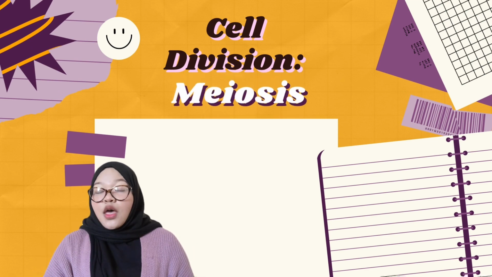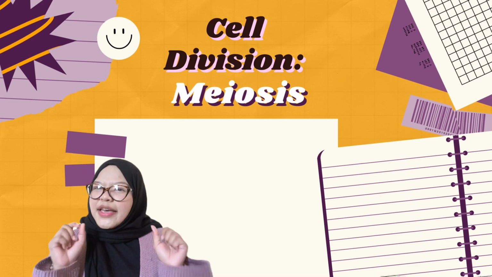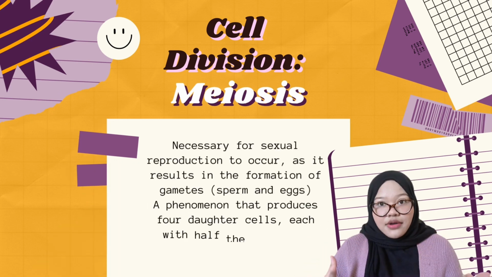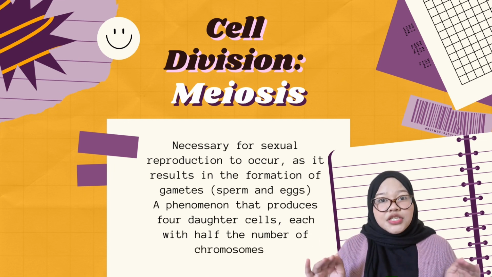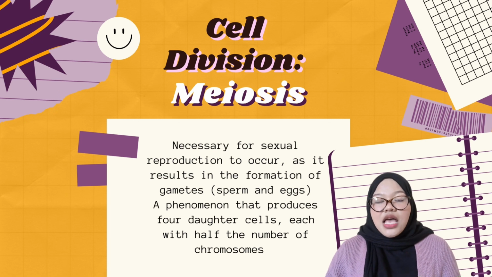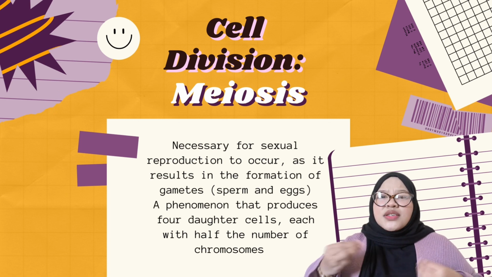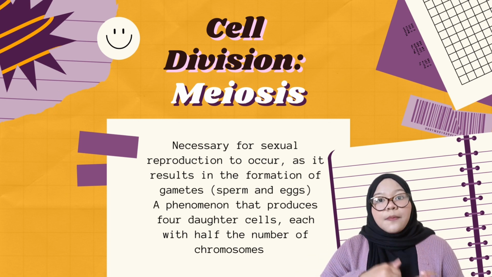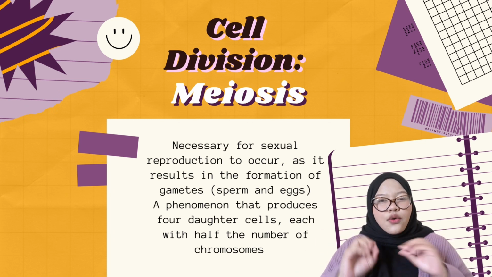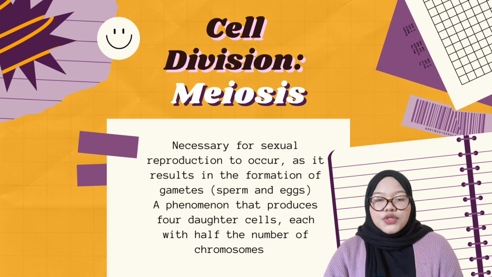Let's go through it. What is meiosis? Meiosis is a type of cell division that is necessary for sexual reproduction to occur, as it results in the formation of gametes, sperms and eggs. Meiosis is an exceptional phenomenon which produces 4 daughter cells, each with half the number of chromosomes.